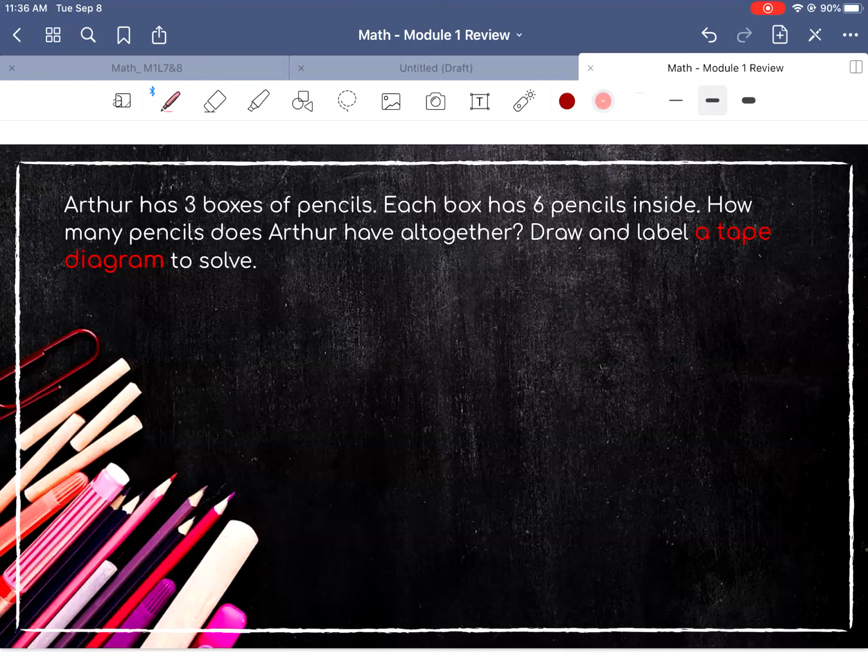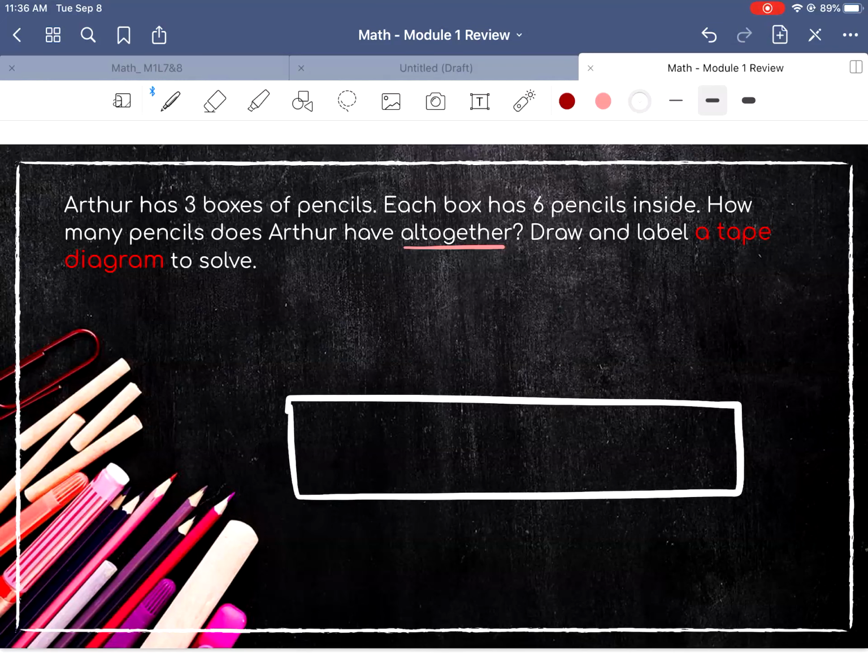Next question. Arthur has 3 boxes of pencils. Each box has 6 pencils inside. How many pencils does Arthur have altogether? Once again, the question is asking us for the total and it's telling us to draw a tape diagram. Then I'm going to start with a big rectangle. And how many boxes are there? There are 3 boxes. So I'm going to split my rectangle into 3 parts. And I'm going to draw 6 pencils.